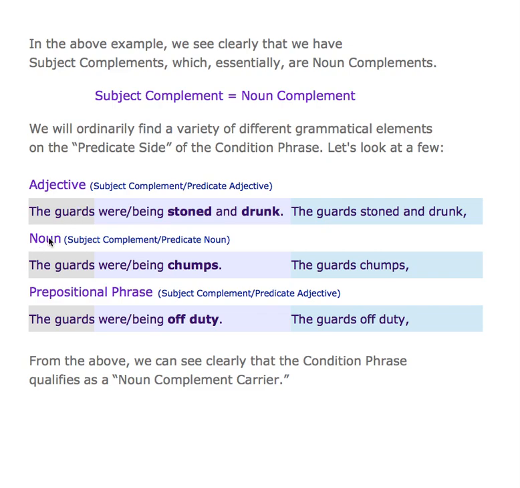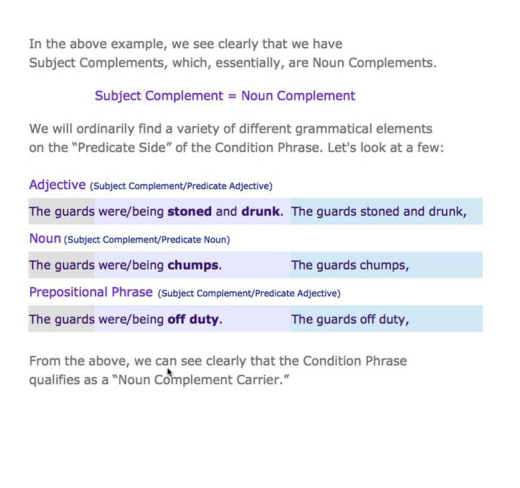Now you can have a noun in your condition phrase. The guards were chumps. Guards, chumps. Chumps is complementing guards. And even though you have this final product here, you still have chumps as a subject complement, or you could call it a predicate noun. And then there's prepositional phrases that show up in condition phrases. The guards were off duty. See, that's why the prisoners escaped. The guards were off duty. It's a prepositional phrase, but it's functioning as a subject complement or a predicate adjective.